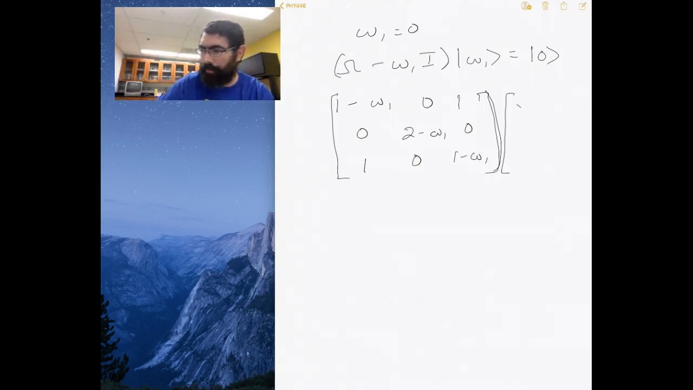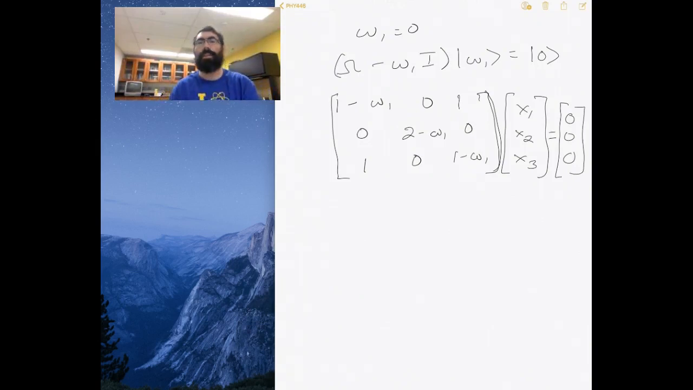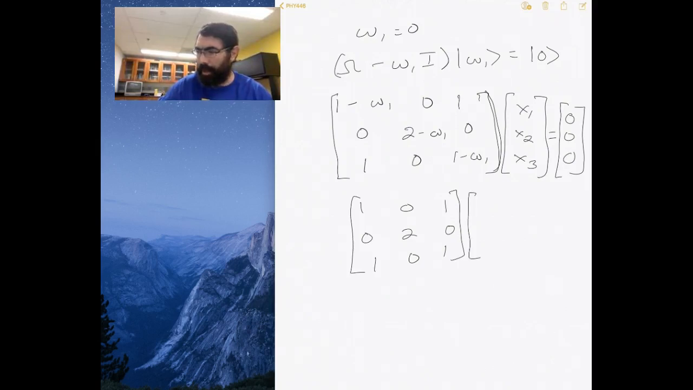Times the vector x1, x2, x3 is equal to the null vector, 0, 0, 0, like so. Okay, so in this case, omega 1 is 0, so we get the matrix 1, 0, 1; 0, 2, 0; 1, 0, 1, times x1, x2, x3 is equal to all zeros.